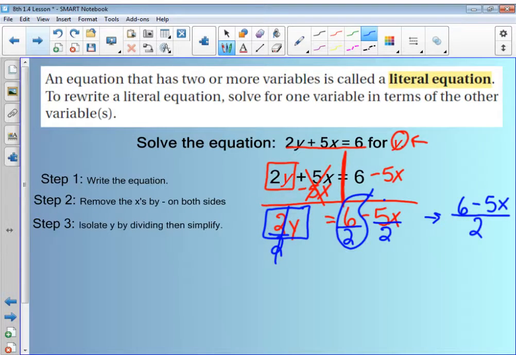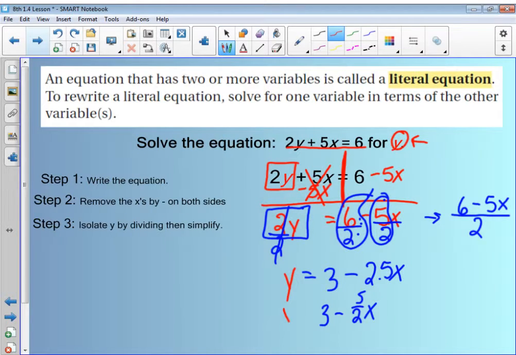So now my final answer is going to be y equals, I can reduce this down. 6 divided by 2 would give me 3 minus, and I can either choose to write this in its decimal form or I can leave it as 5 over 2. So it would either be 2.5x, or I could have also written this as 3 minus 5 over 2x. Either of those answers are correct, and I would accept either.